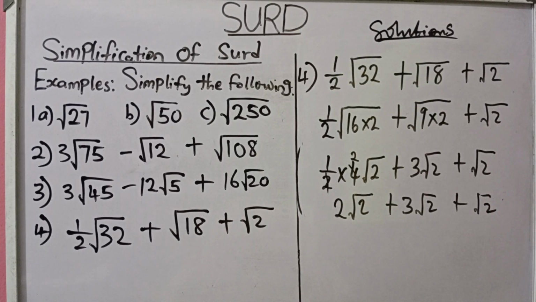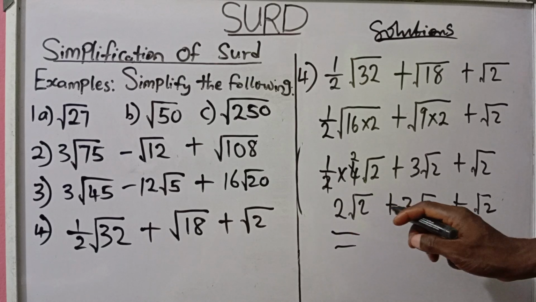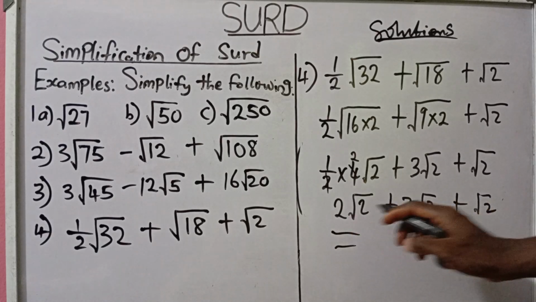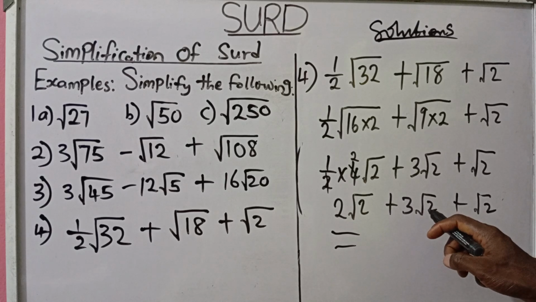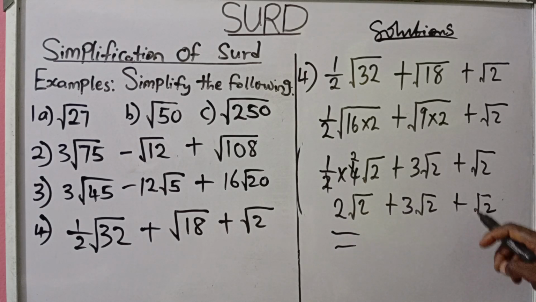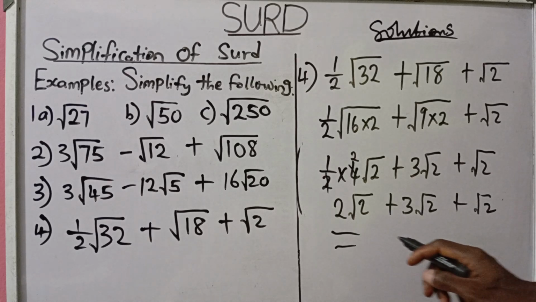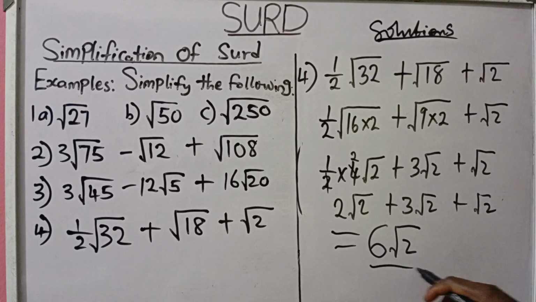This one is just like saying 1 root 2. There's an invisible one here. So we now sum up our answer, because all of them are having the same root, so they are the same like surd. So root 2 plus root 2, 2 plus 3 will give us 5. 5 plus 1, an invisible one here, that will give us what? 6. So we have it as 6 root 2 as our solution. I hope this is quite clear.